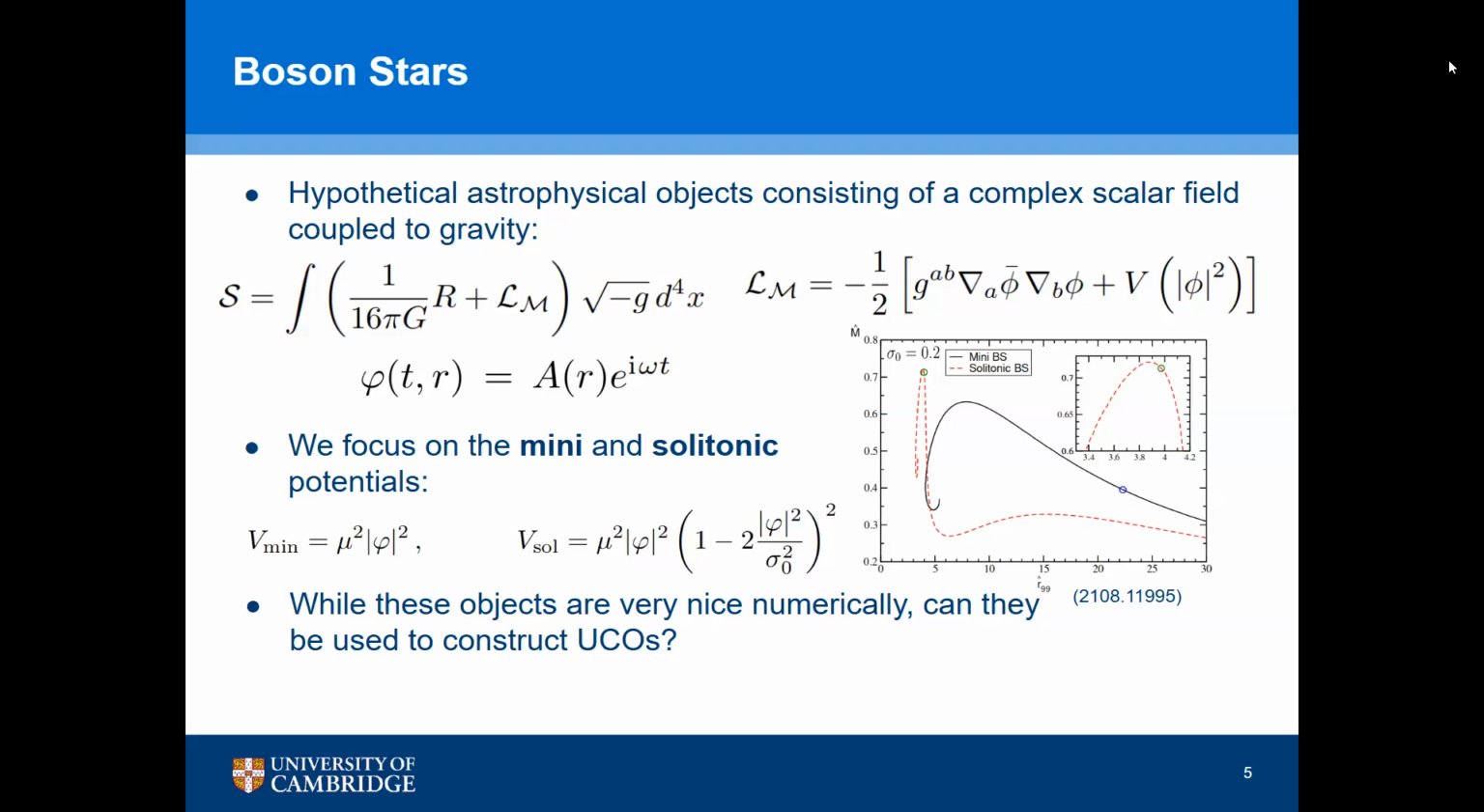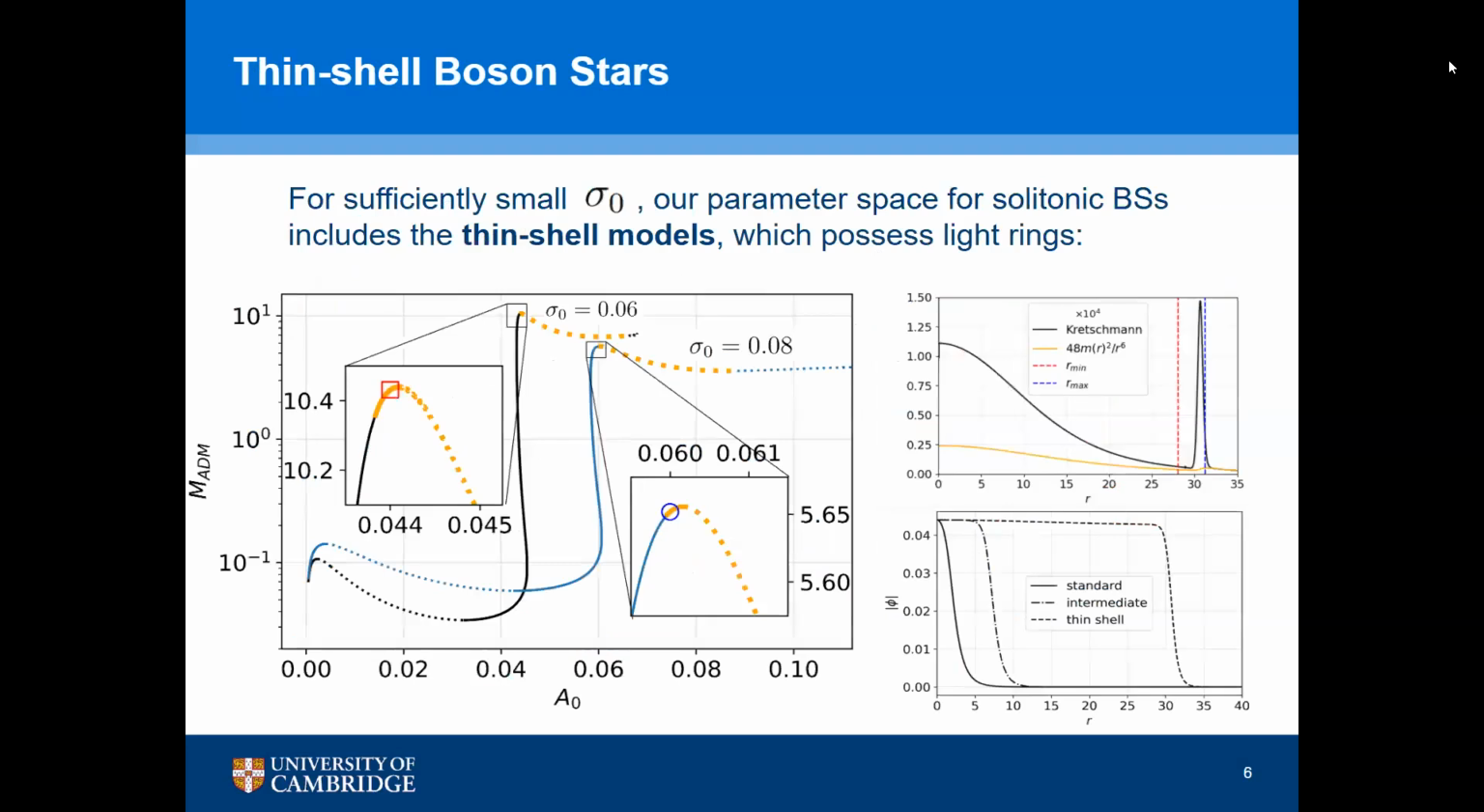So why do we like boson stars in numerical relativity? Well, they're very, very easy objects to evolve. There's no fluid, you're just solving a nice Klein-Gordon system, so you don't have to worry about shock capturing, all the horrible complexity of neutron stars and so on. So they're really, in many ways, the simplest compact objects apart from black holes that you can evolve in numerical relativity. But can we construct ultra-compact objects with them? And the answer is yes, we can.